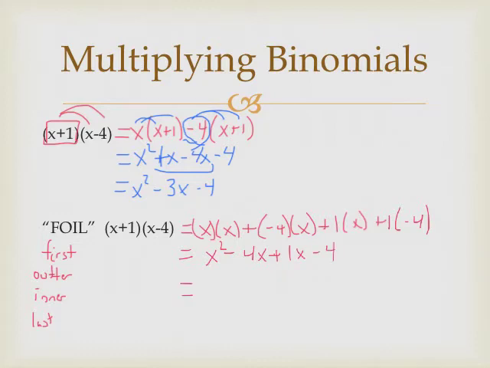And as you see, it's exactly like what we had before. Our middle terms are in a different order, but that doesn't matter because -4 plus 1 is still -3. And we end up with the same answer as before.